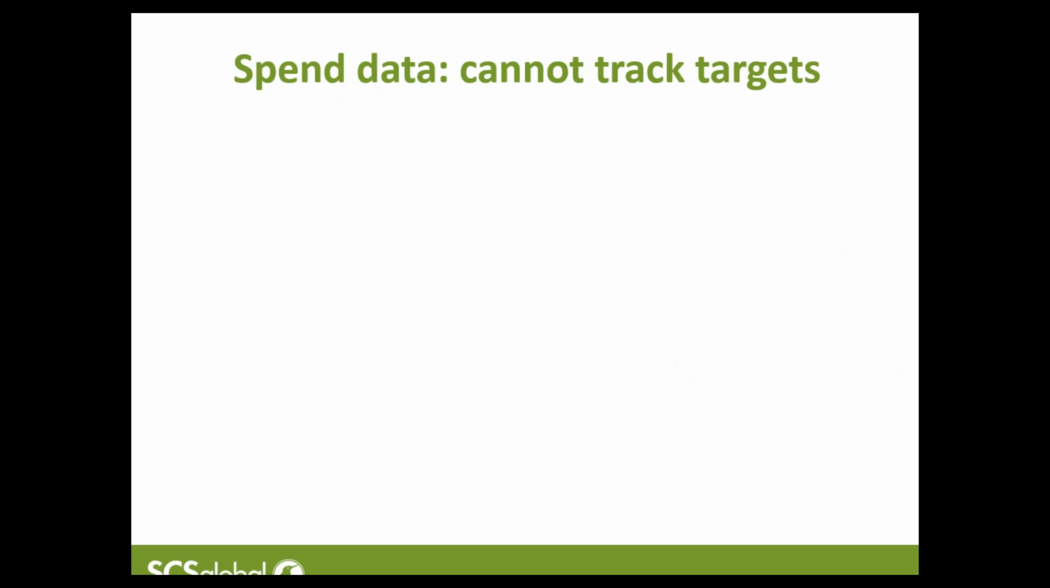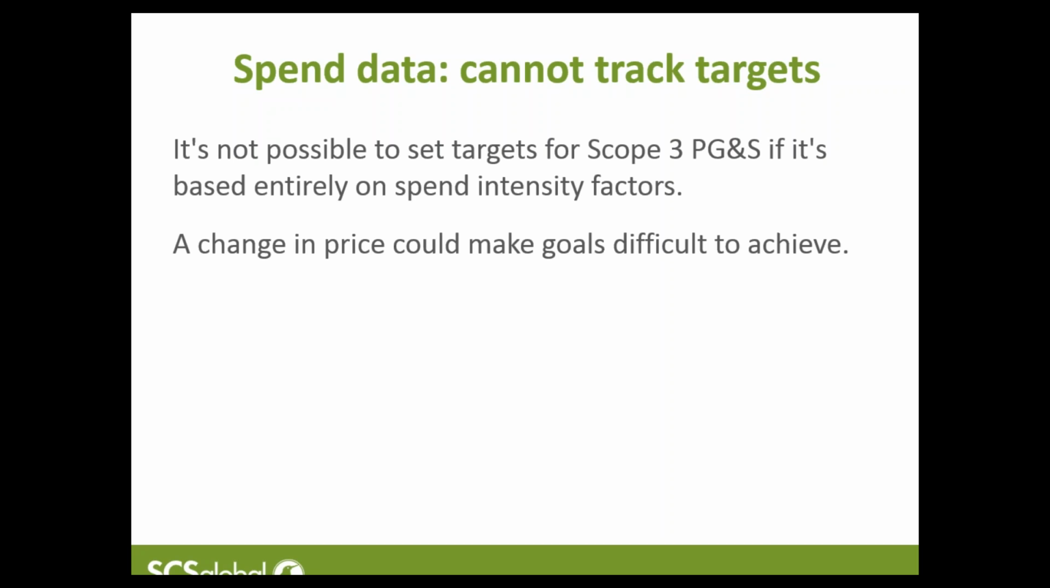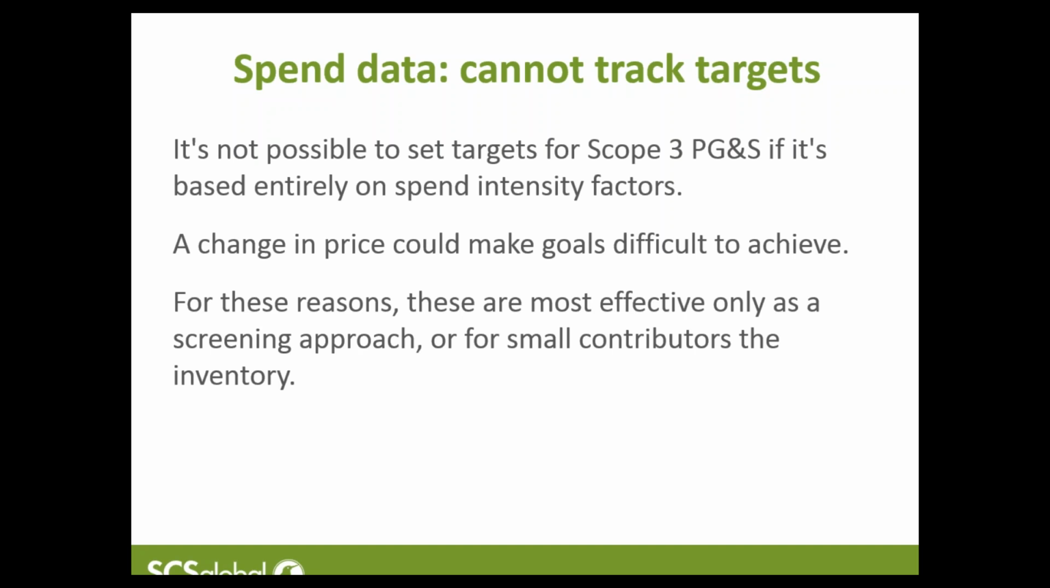Another issue with this type of spend EIO data is that it cannot allow you to track targets. It's not possible to really set good targets for Scope 3 purchased goods and services if it's based entirely on spend intensity factors. This is simply because a change in price could make your goals difficult to achieve. If a supplier increases the cost of their good for whatever reason, or you shift to a more expensive supplier even though the underlying product doesn't change, this can blow up your goals and make them impossible to achieve, even when nothing really happened besides a different amount of purchase.